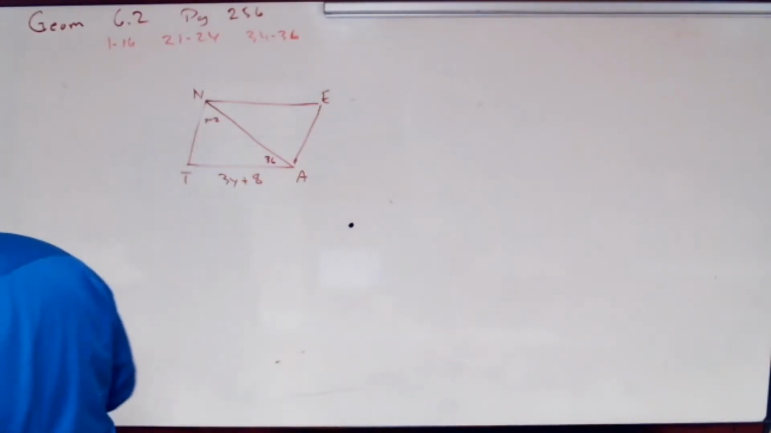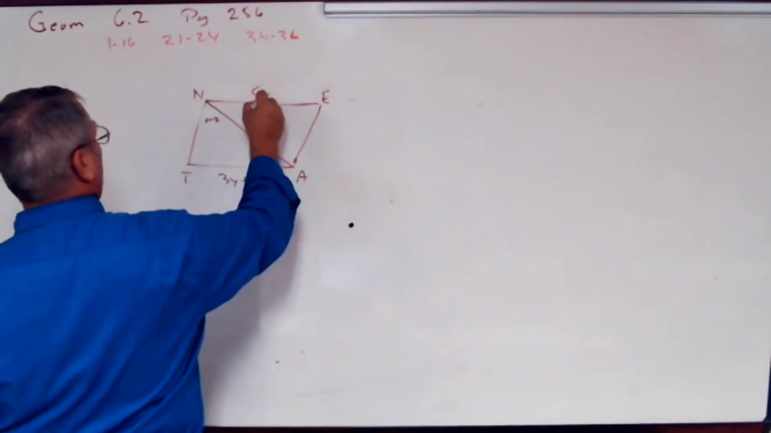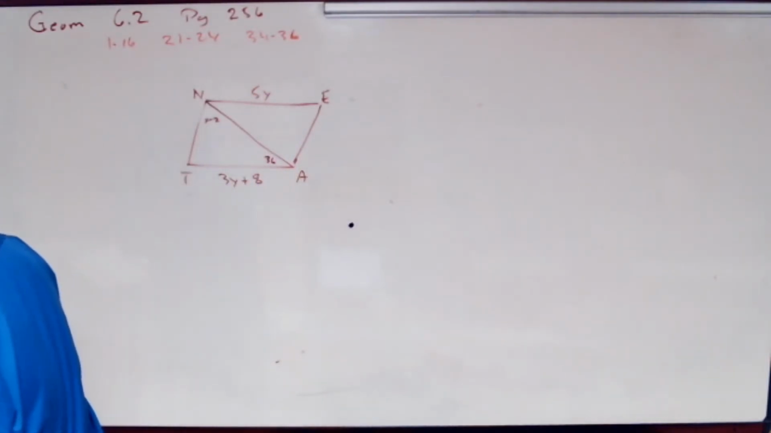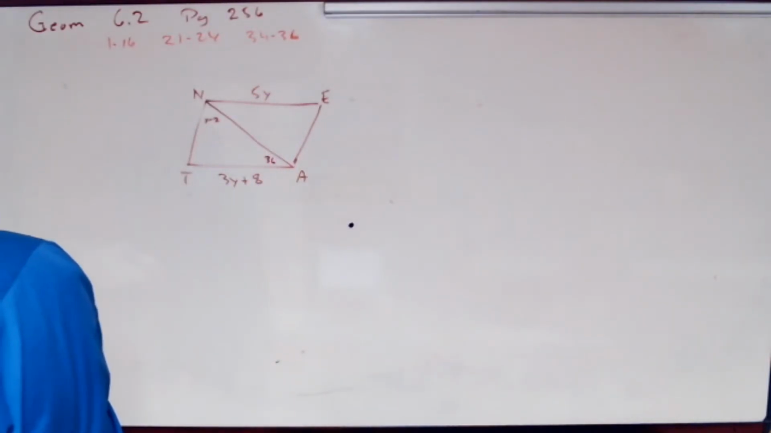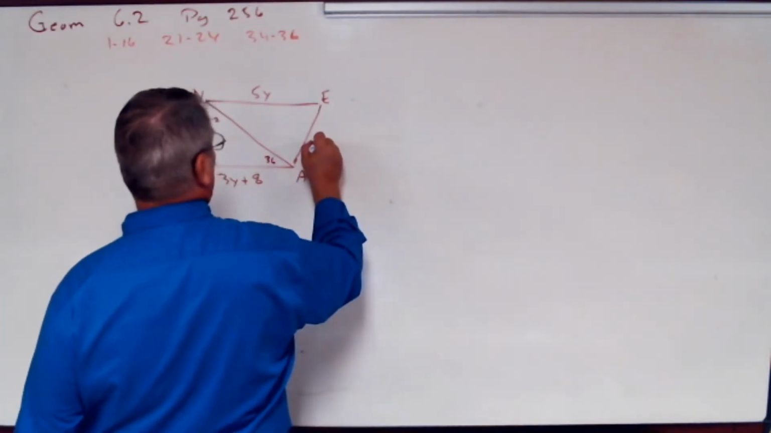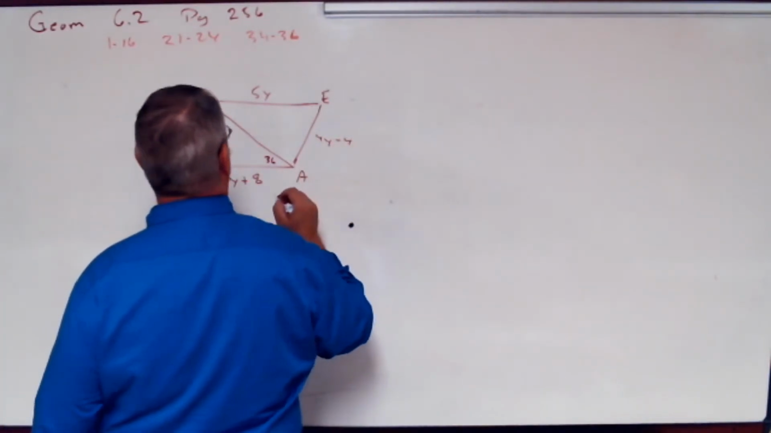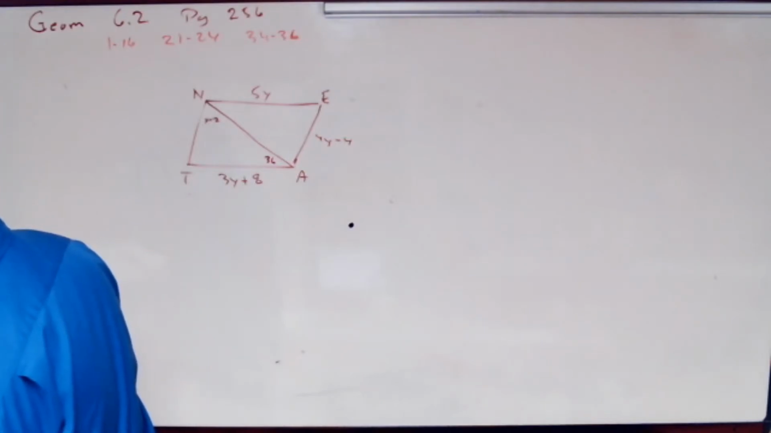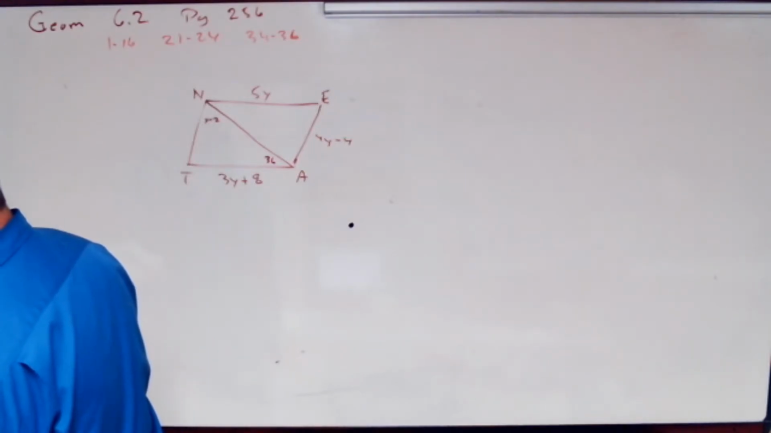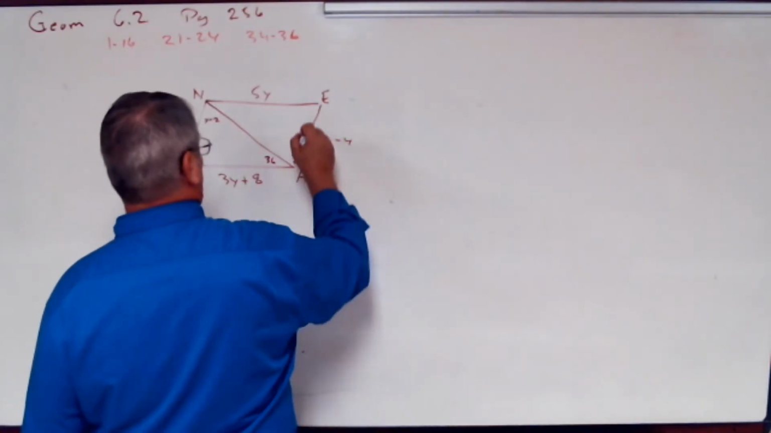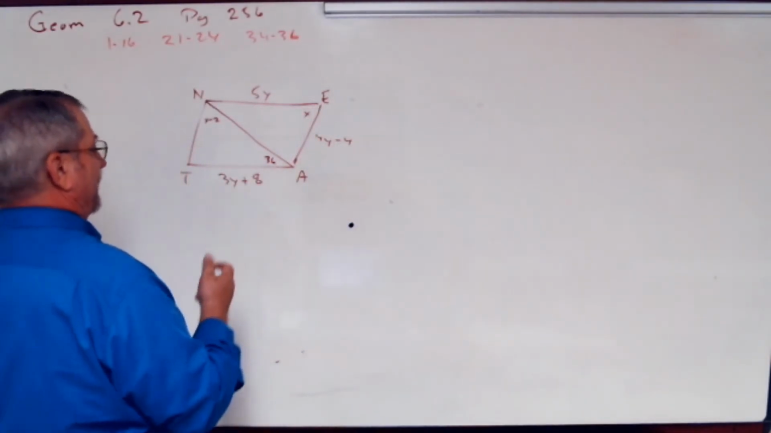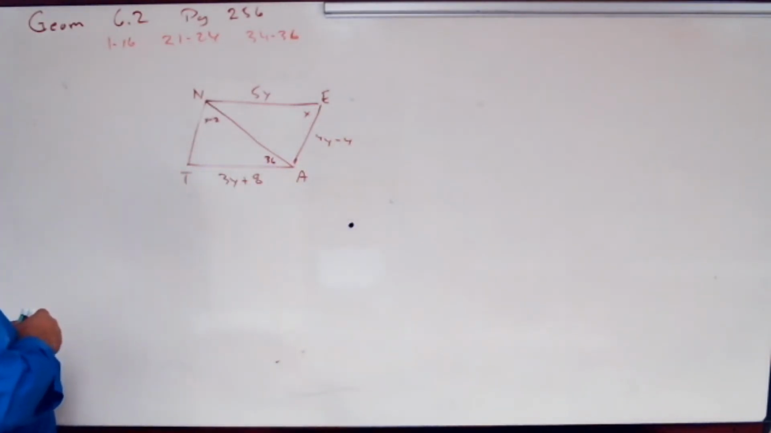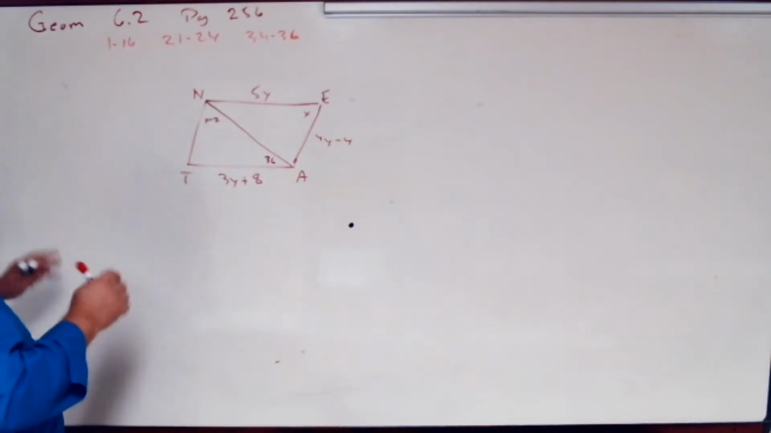And this is 5y up here. And let's see, there's got to be something else. 4y minus 4 there. And let's see what else we have. We've got x. Excuse me. So I can find everything in the world: lengths to the sides, all the angles, all that stuff, okay?